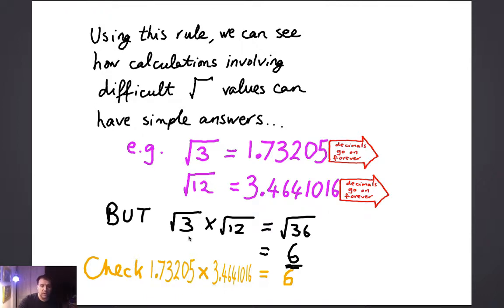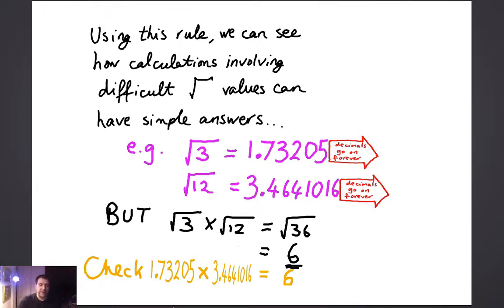And when you multiply them together, square root of 3 times the square root of 12, you get the square root of 36, because the square root of 3 times the square root of 12 is the same as the square root of 3 times 12. 3 times 12 is 36, so it's the same as the square root of 36. And the square root of 36 is, of course, exactly 6. So even though the square root of 3 multiplied by the square root of 12 comes from two values that have irrational answers, multiply them together, you get a nice integer whole number value.